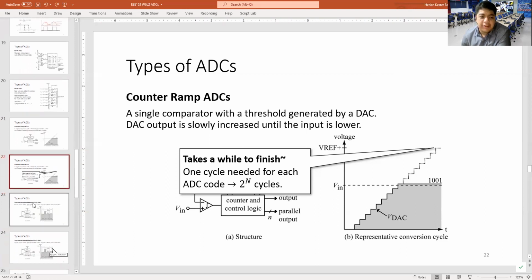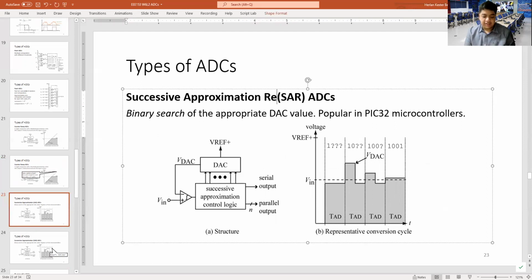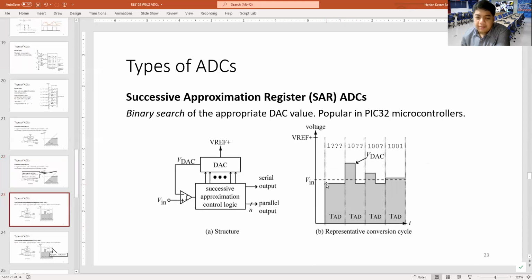So what's the improvement here? You can notice that we're doing a linear search, going one by one from the lowest to the highest. What we can do is a binary search, which is what Successive Approximation Register ADCs, or SAR ADCs, do. There's a register, and we have Successive Approximation Control Logic. It's like a binary search: instead of starting at the very end, we start in the middle. If the input is higher than the middle, we search the upper half. If it's lower, we go back to the lower half. So we keep halving our search space.